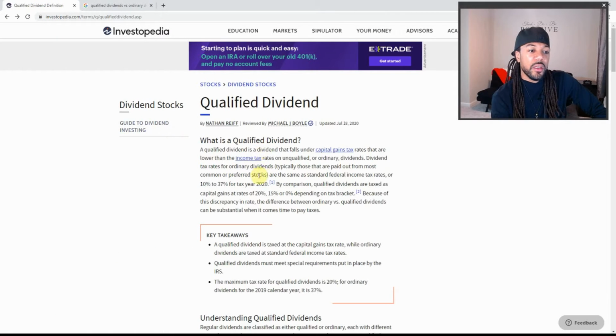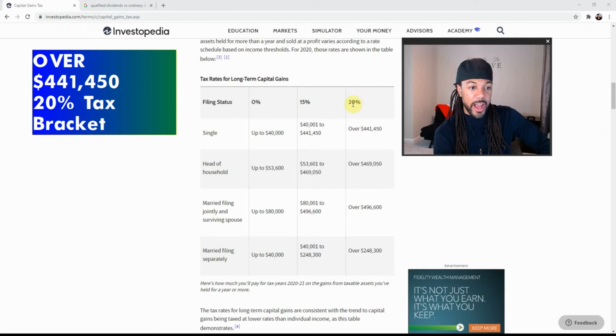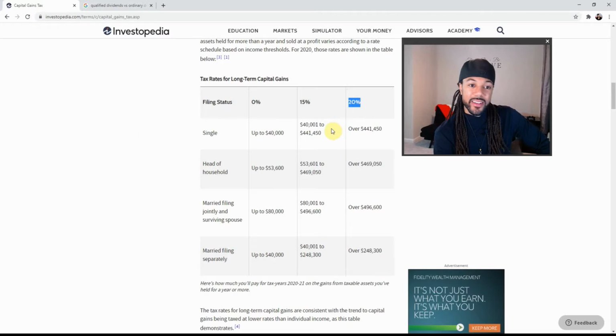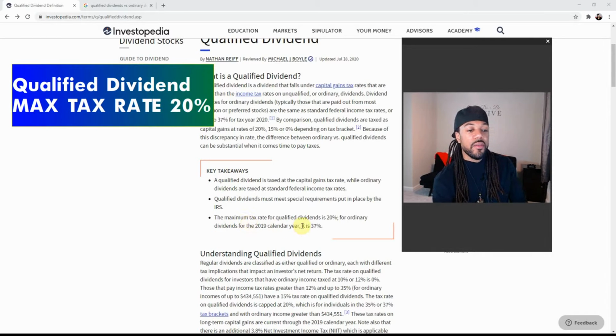I'm on Investopedia, and this is "What Are Qualified Dividends." This is the tax bracket for qualified dividends. Of course it looks different than the ordinary tax bracket, right? So if you are single and you make over this amount, the highest it's going to go is 20%. That's great. So if you're generating a lot of income from dividends and it's long-term dividends, it's qualified as long-term capital gains. You'll be in this 20% tax bracket, which is good for anybody that makes a decent amount of money. So the key takeaways from qualified and ordinary dividends are: maximum tax rate for qualified dividends is 20%.